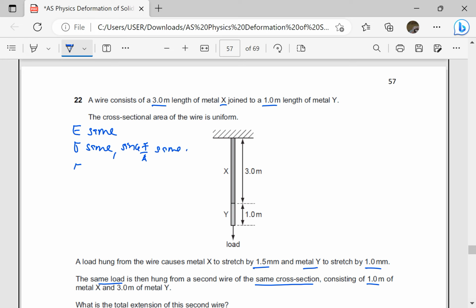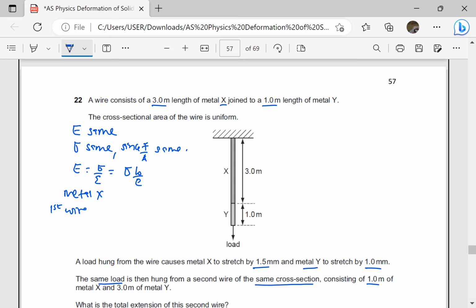And we know that Young modulus is actually stress divided by strain, and strain is extension over original length. So when I take the reciprocal of strain, it becomes original length over extension. So let's begin with metal X. We are going to begin with metal X for the first wire and for the second wire. So if I consider only metal X, let me first look at the first wire.